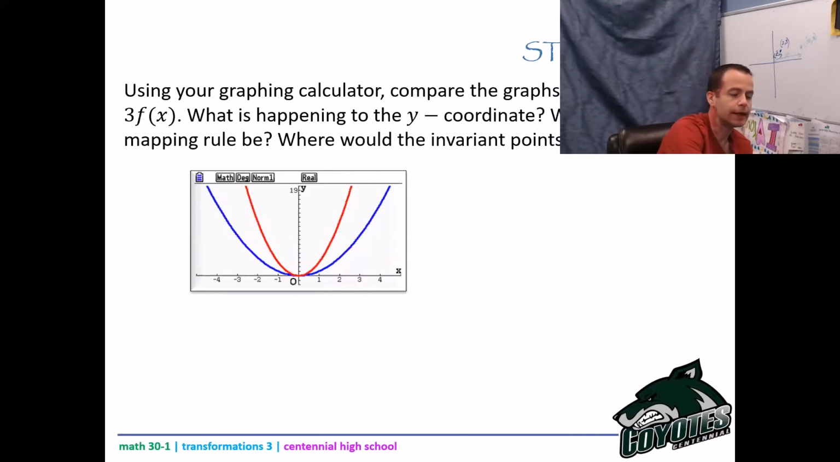Remember that if we're doing a vertical item, we are not affecting horizontal parameters. So I want us to look at our table of values, and I want to compare the y values when the x values stay the same. That's going to tell us what's happening to the y values.